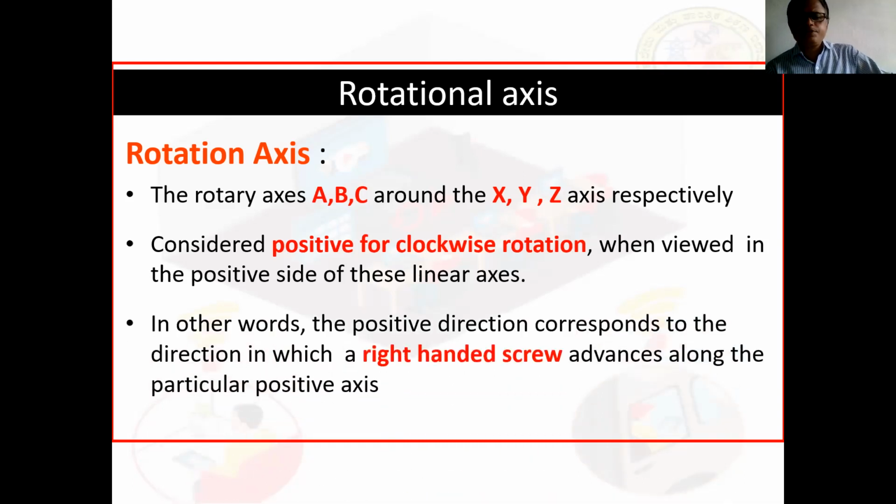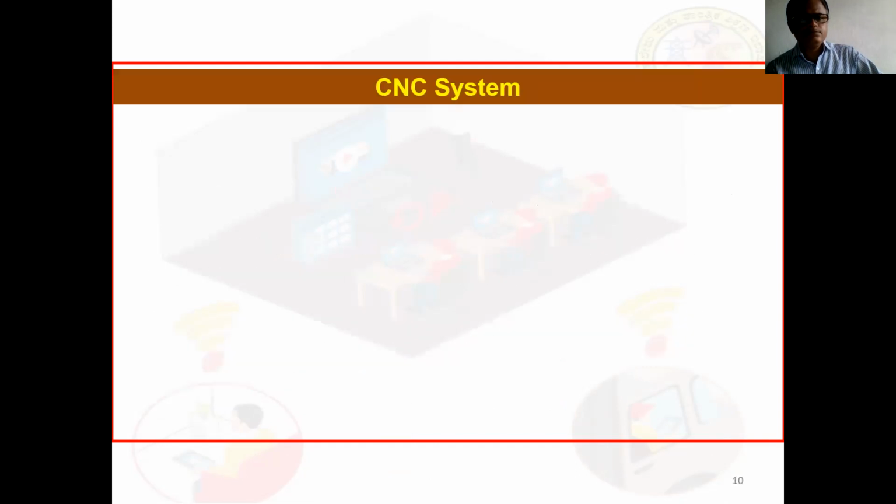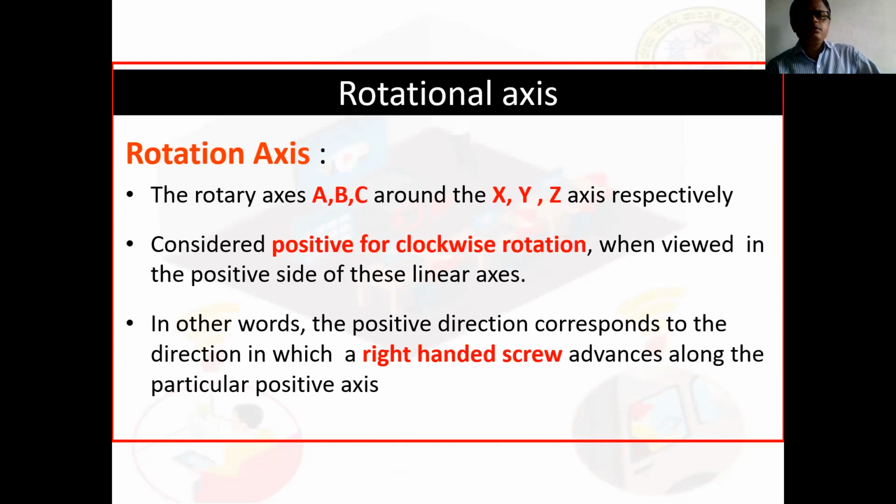In other words, the positive direction corresponds to the direction in which a right-handed screw advances along the particular positive axis. Now, these are the conventions for the coordinate systems, which is nothing but X, Y, Z axis and rotation axis A, B and C. So more about this will be discussed when we discuss the programming part in the CNC machines. That is, when we discuss the programming examples, we will discuss once again these coordinate systems.